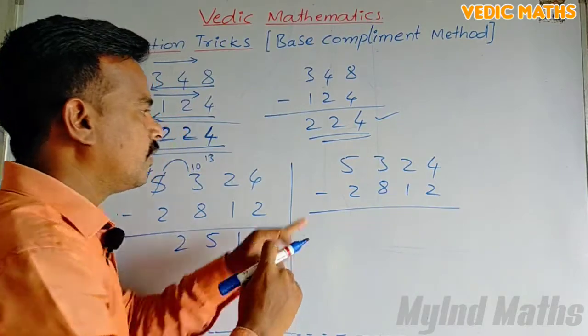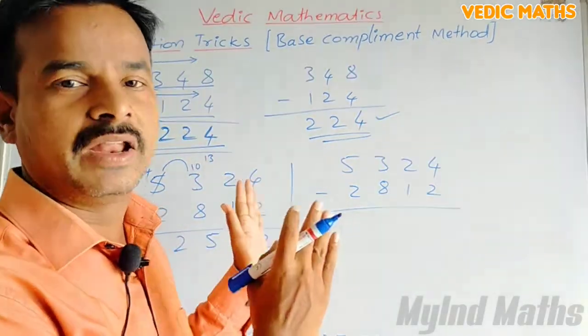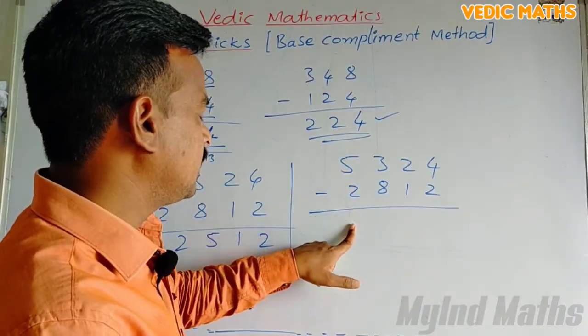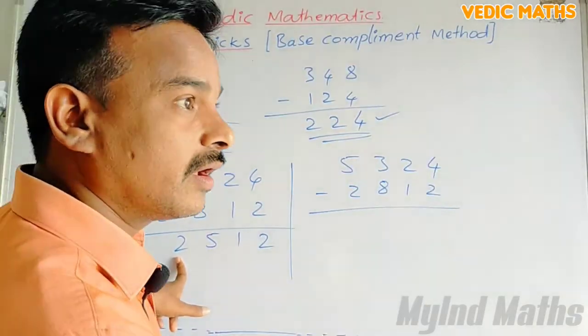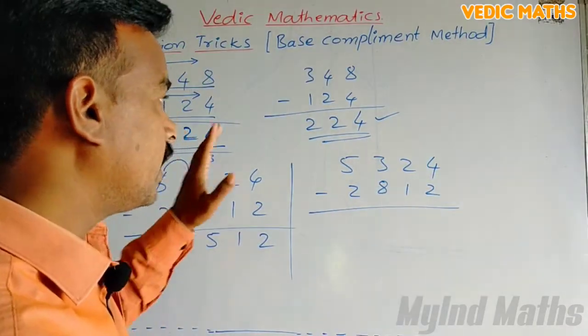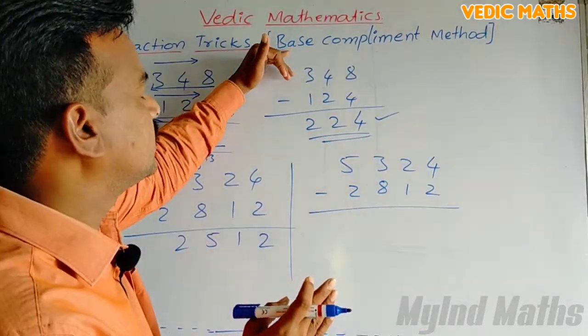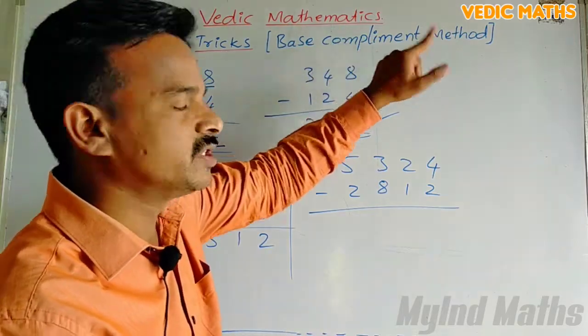Now if you do it in Vedic mathematics, 5324 minus 2812, how can we do it? 5 minus 2. In the Vedic method we start from the left side and move to the right. 5 minus 2, 3. But here 2 only. We can get a wrong answer. To do this there is a sutra in Vedic mathematics, that is the base complement method.